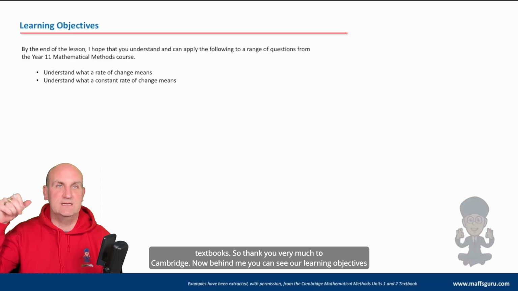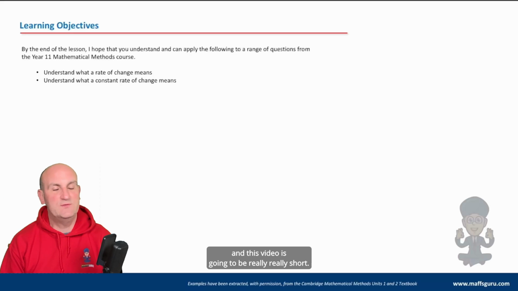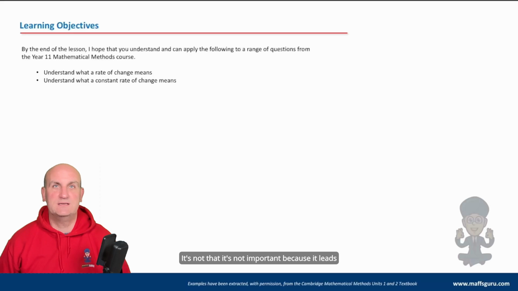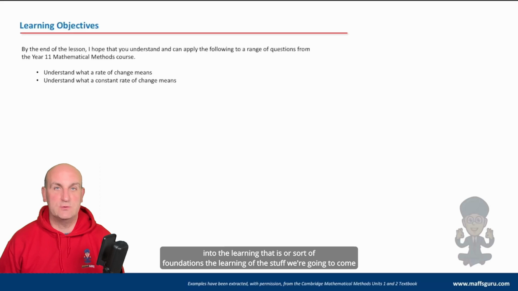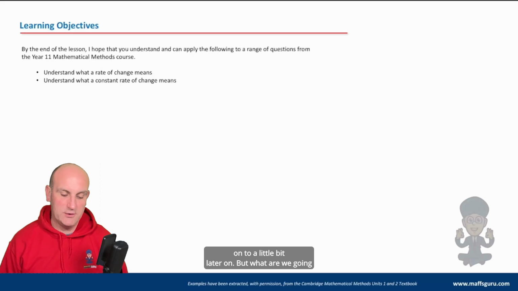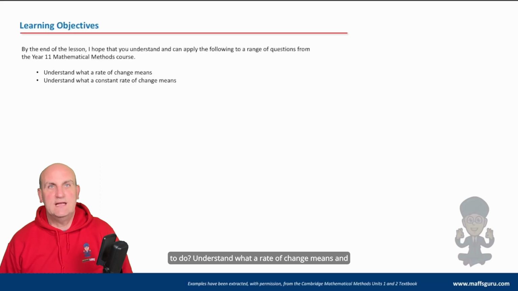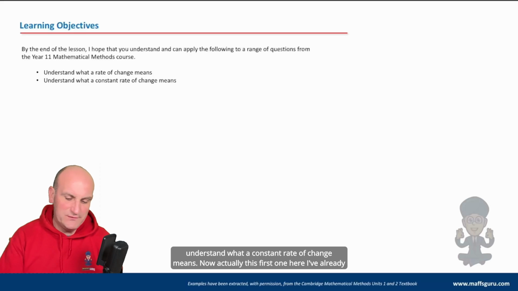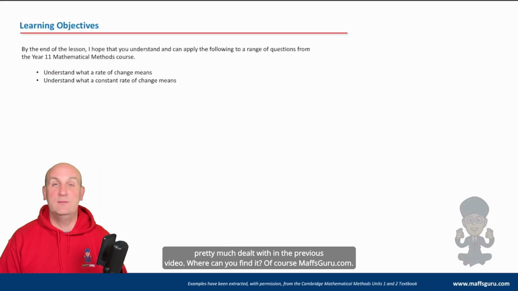Now behind me you can see our learning objectives, and this video is going to be really short. It's not that it's not important, because it leads into the learning that is, or sort of foundations, the learning of the stuff we're going to come on to a little bit later on. But what are we going to do? Understand what a rate of change means and understand what a constant rate of change means. Now, actually, this first one here I've already pretty much dealt with in the previous video.